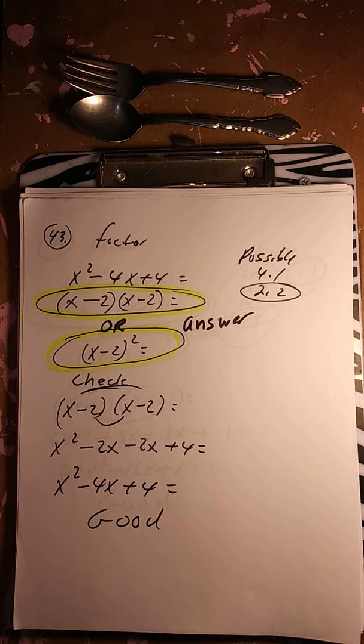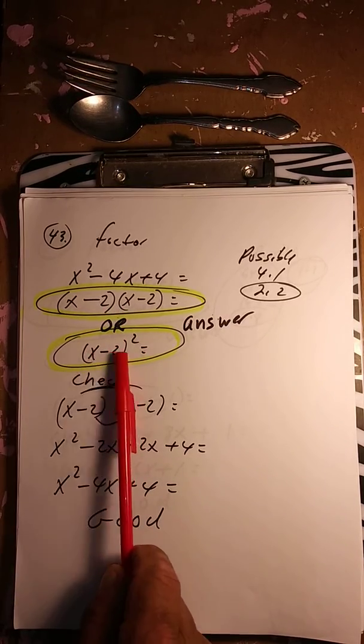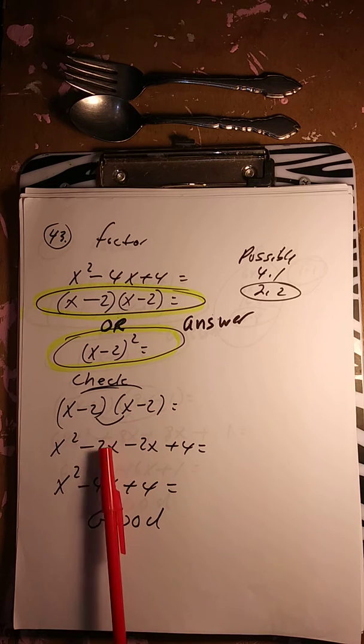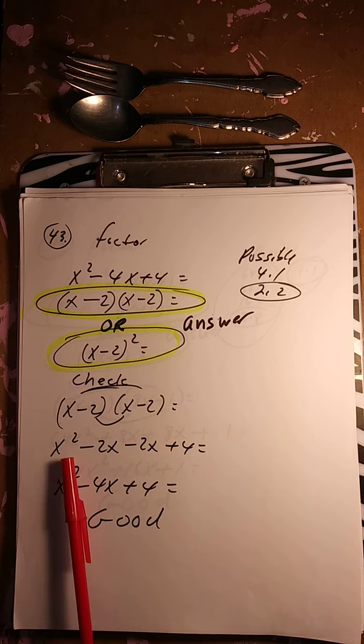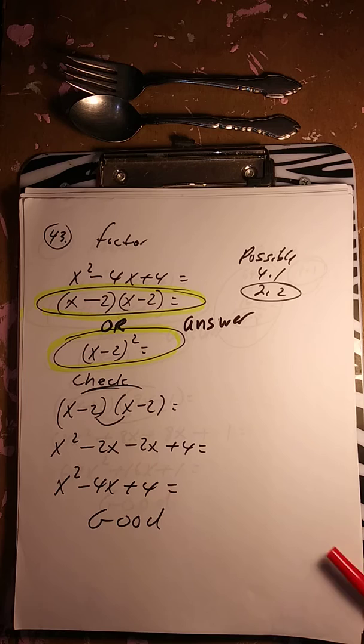Another factor: x squared minus 4x plus 4. Possible numbers: 4, 1, 2, 2. Let's go with negative 2, negative 2. (x minus 2) squared. Check it. x minus 2, x minus 2. x times x is x squared. That times that, negative 2x. That times that is negative 2x. That one times that one is 4. x squared minus 4x plus 4. Is that the same? Yes, that works.